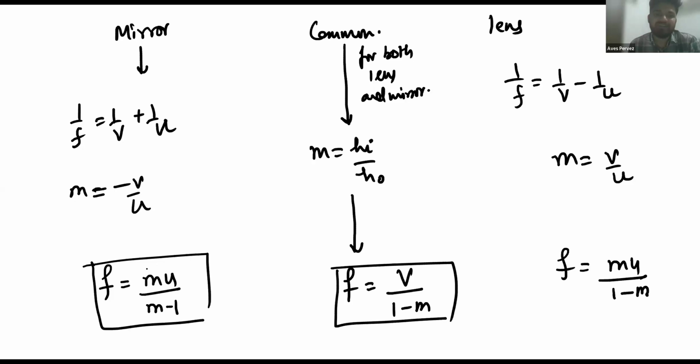This is the simple formula: if you have been given the magnification, for example, a lens forms a 3 times magnified image of an object placed at a distance of 30. Calculate its focal length. So object distance is given, magnification is given, then you can calculate using the formula. If it is a lens, then you have to use this one. If it is a mirror, then you have to use this one.